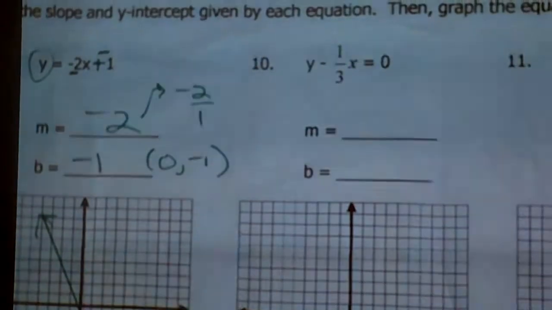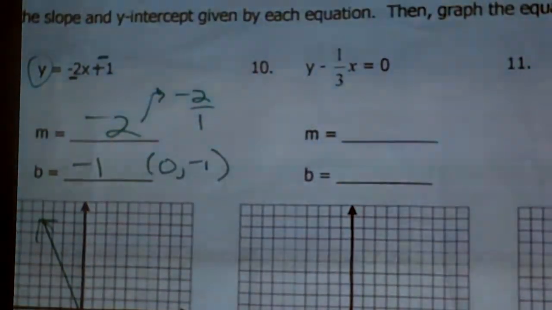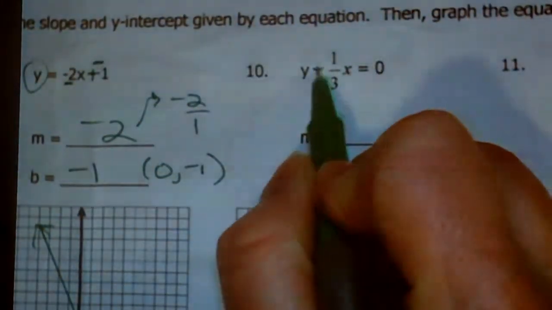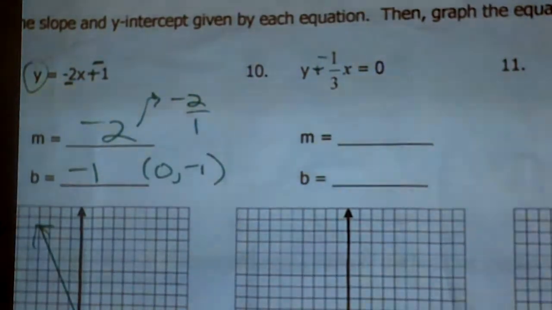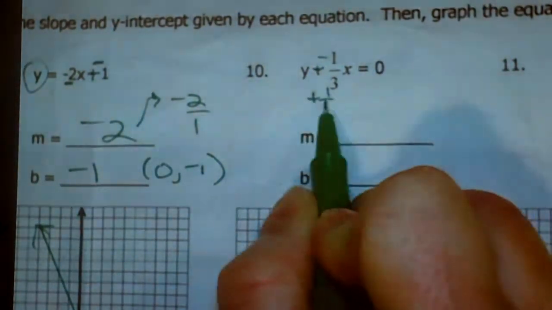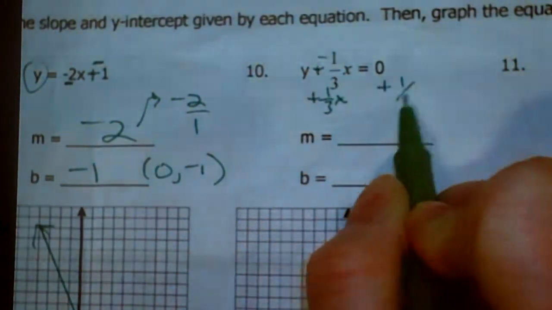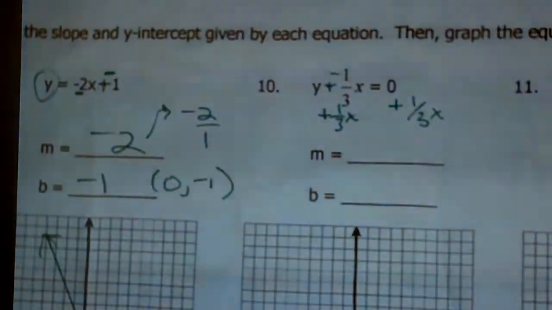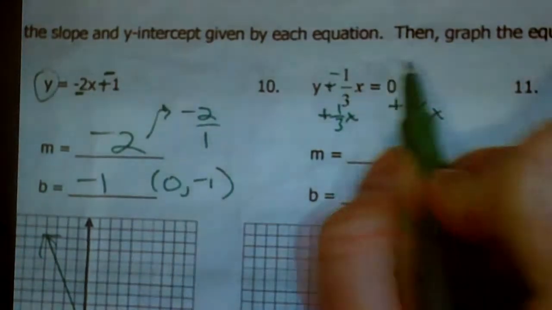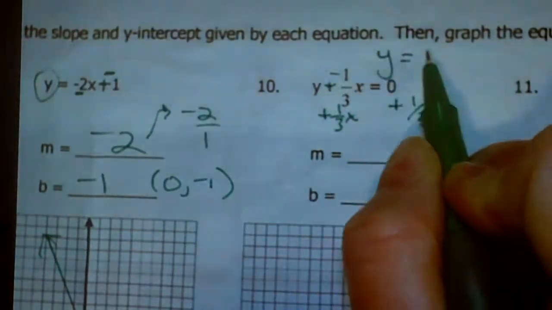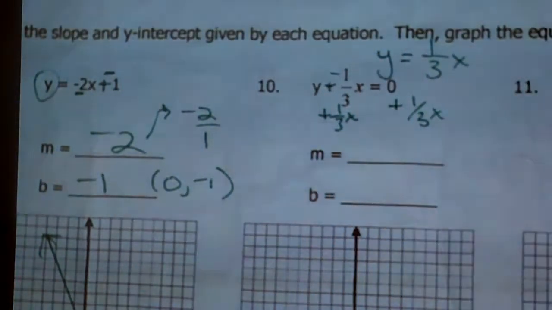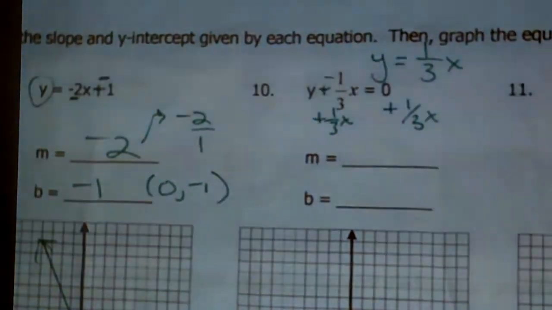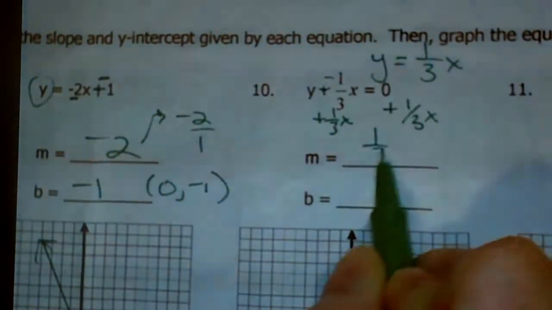Okay, for number 10, I'm hoping that when you look at this equation, you see, oop, y is not alone. I need this negative 1/3 x to go away. So we're going to add a positive 1/3 x to each side. And your final equation for this one, I'll cram it in up here, is y equals 1/3 x. So it's a positive 1/3, which is your slope.